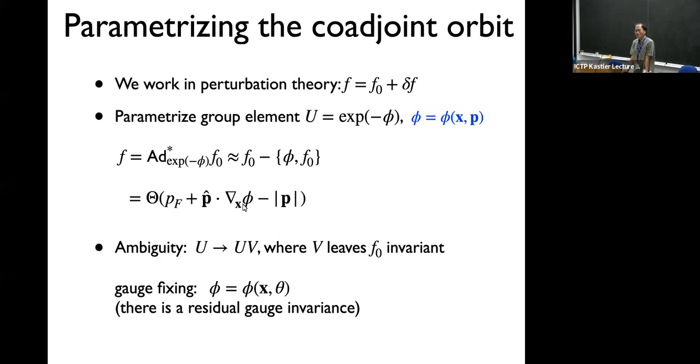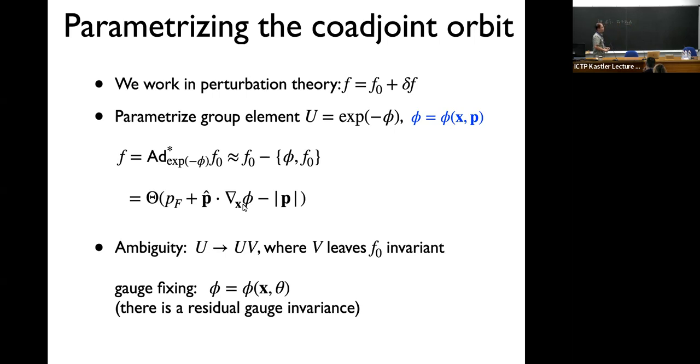Why does the gradient of p not go up? The gradient of p, not of what? It depends only on p dphi dx, because the Poisson bracket between phi and f0 is like dphi/dx times dp of f0, because f0 has p dependence. So if I started from a non-circular Fermi surface, a non-homogeneous state, it's not.